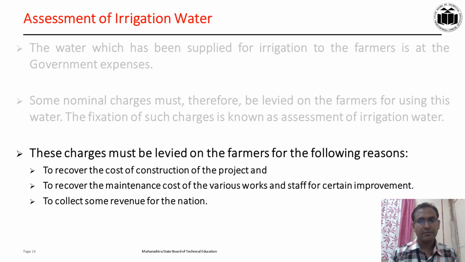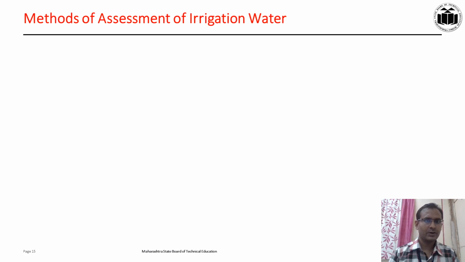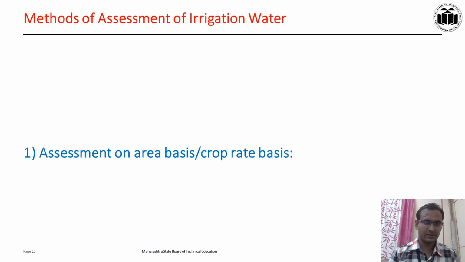These charges may be levied on the farmers for the following reasons. Number 1, to recover the cost of the construction of the project. Number 2, to recover the maintenance cost of the project. Number 3, to collect some revenue for the nation. Let us see the methods of assessment of irrigation water.